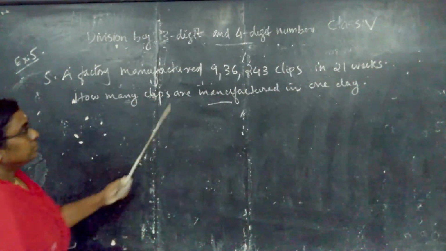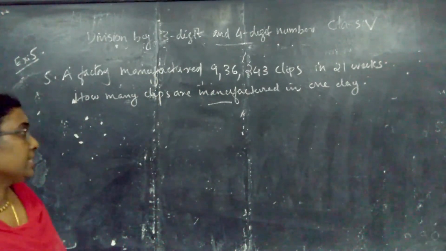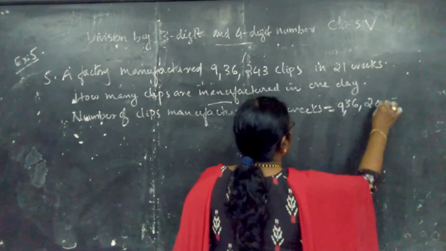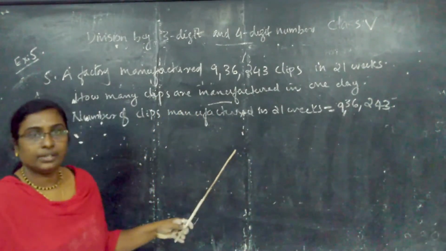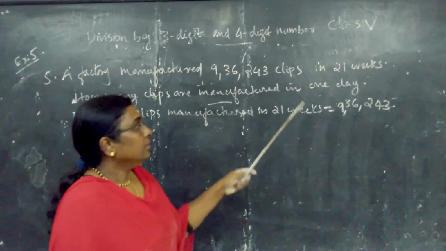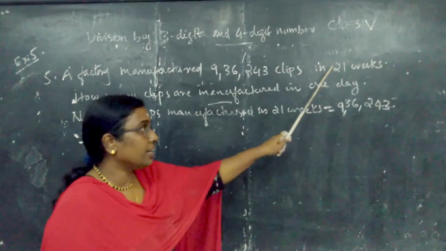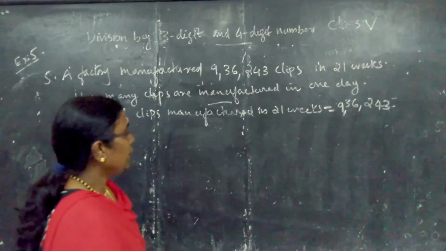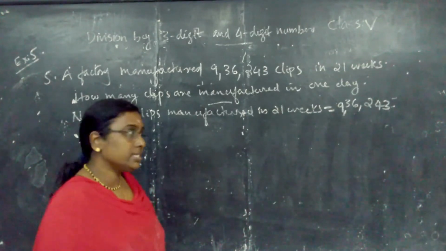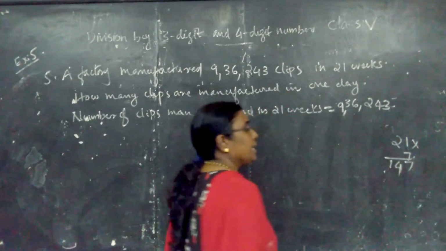Look here. This number represents the number of clips manufactured in 21 weeks, equal to 9,36,243. This is given. Okay, we have to find the number of clips manufactured in one day. It is given in weeks. So we convert this weeks into days. We know 1 week equal to 7 days. Therefore 21 weeks equal to how many days? 21 into 7. How many days? 147 days.